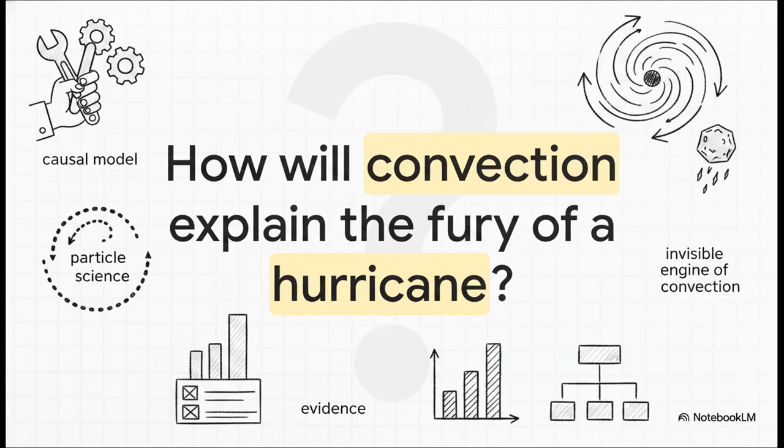You've got the tools, you have the causal model, and you totally understand the particle science behind it all. So as you walk into your assessment, I'm leaving you with this to ponder. How exactly will you use the invisible engine of convection to explain not just a falling hailstone, but the massive, rotating fury of a hurricane? Trust your evidence, trust your models, and go crush that test.